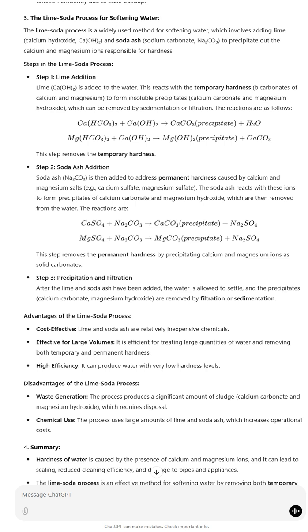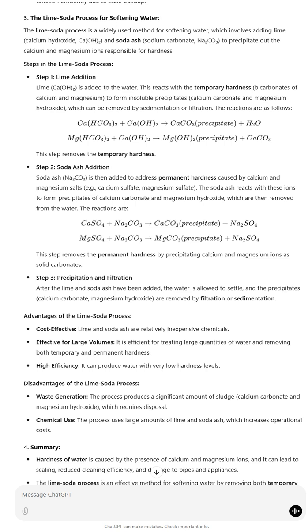The reactions are as follows. Ca(HCO3)2 plus Ca(OH)2, right arrow 2CaCO3 precipitate plus 2H2O. Mg(HCO3)2 plus 2Ca(OH)2, right arrow Mg(OH)2 precipitate plus 2CaCO3 plus 2H2O. This step removes the temporary hardness.